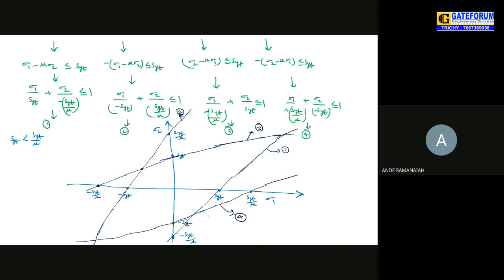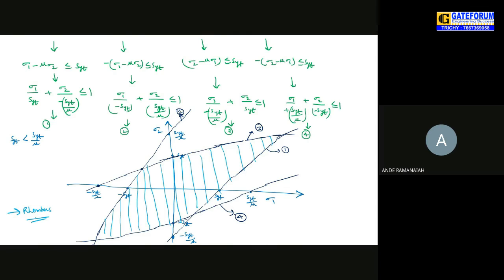How is it looking? The region of safety is looking like this. This is the region of safety. The region of safety is looking like a rhombus. That's it. So the region of safety is looking like a rhombus. Is it clear, or do you have any doubt in this?